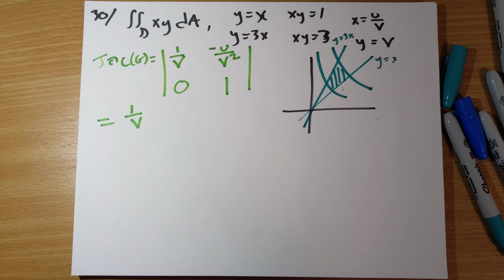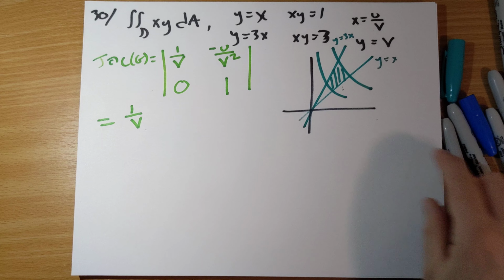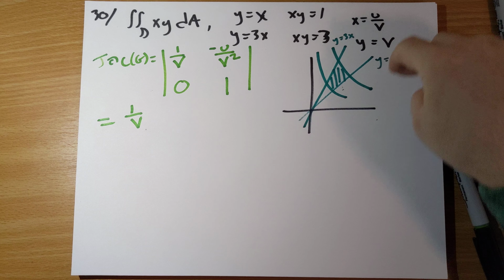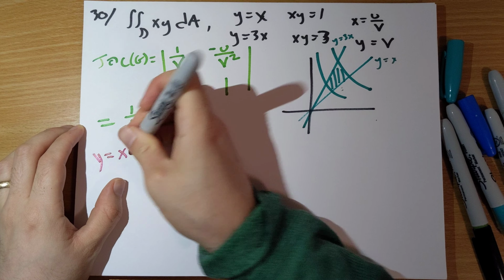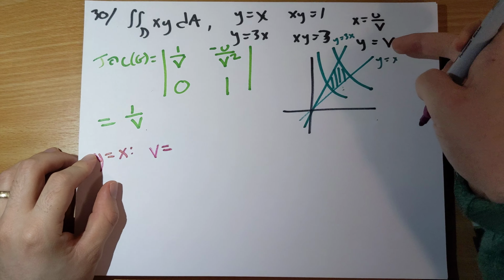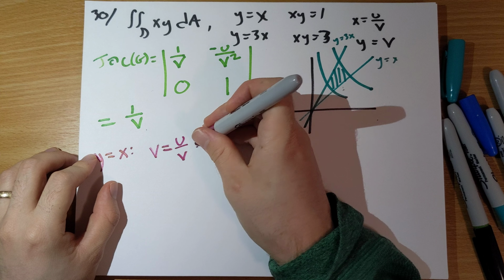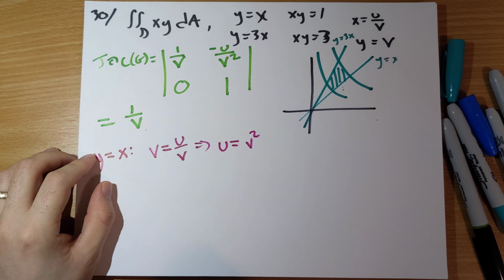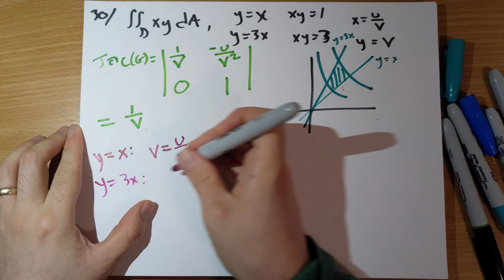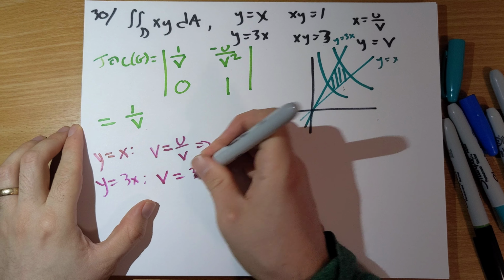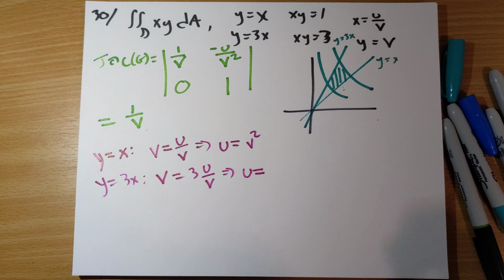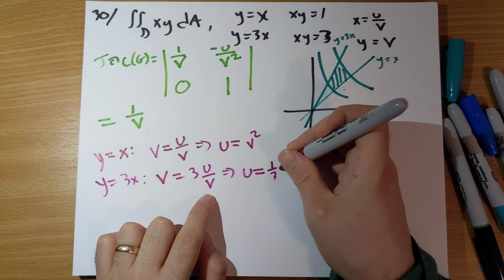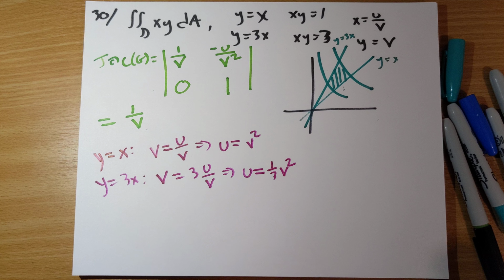Okay, what about bounds? We need to change bounds to be in terms of u and v. So one bound is going to be: take y is equal to x and substitute in, v is equal to u over v, which is equivalent to u is equal to v squared. For y is equal to 3 times x, this is going to be v is equal to 3 times u over v, which is 3u is equal to v squared, where u is equal to 1/3 v squared.